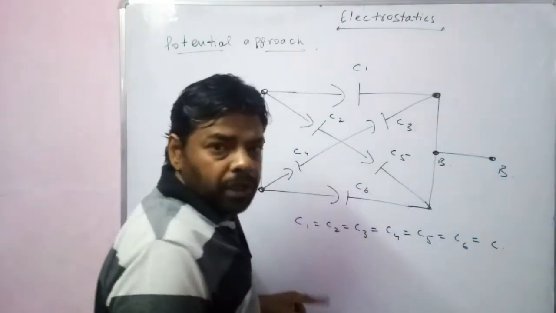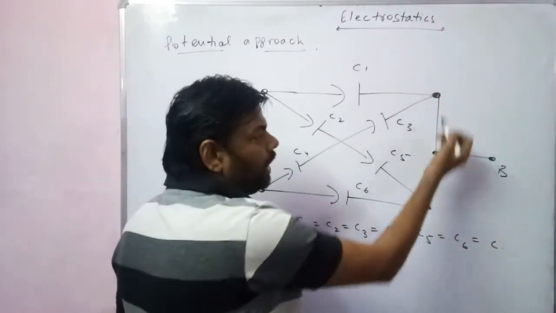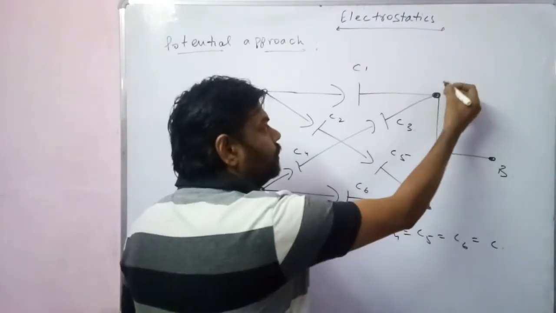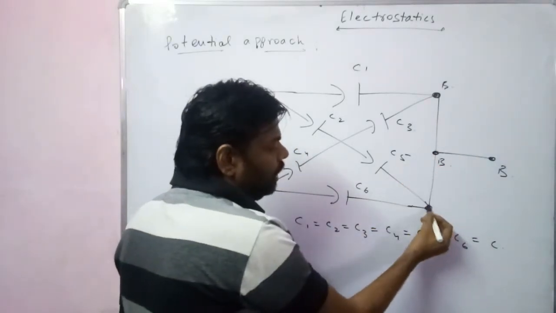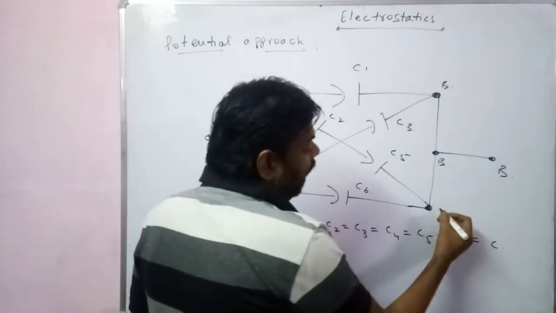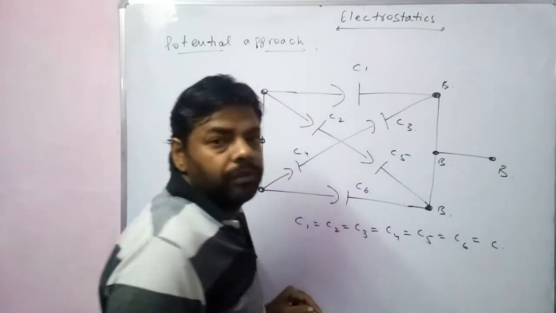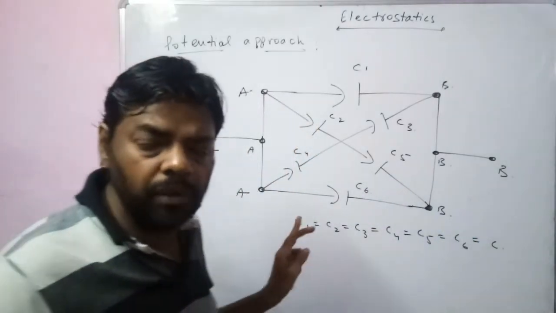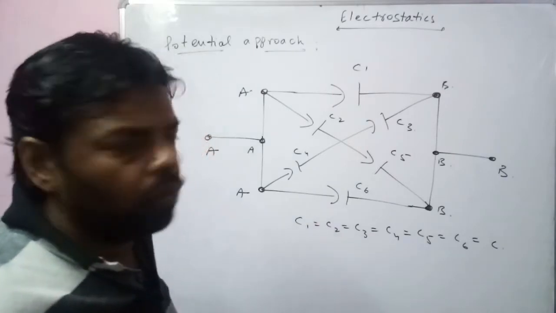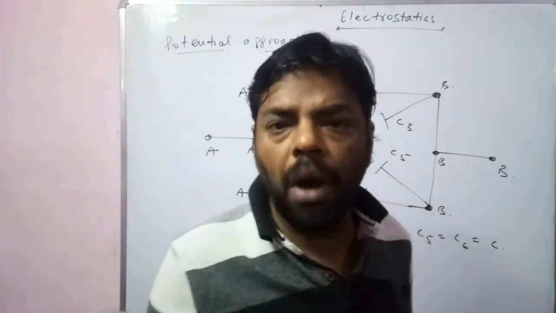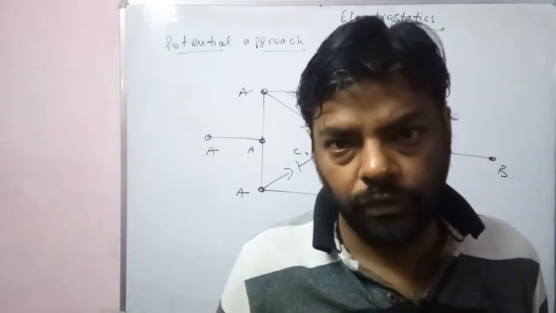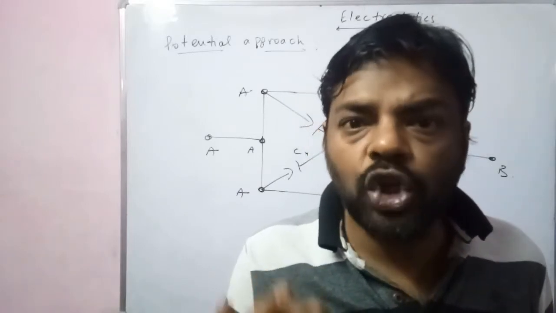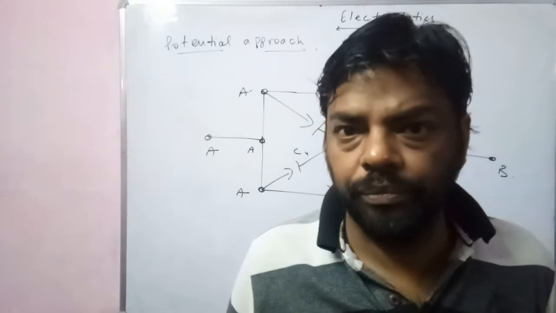I will mark the terminal. This terminal and this terminal are connected by the wire. So I am giving it the name again, say B. This terminal and this terminal are again connected by the wire. I am giving it the name again, say B. Got it, sirs? Now, what you have to do, we have to just mark out all the possible terminals which are at the same potential.